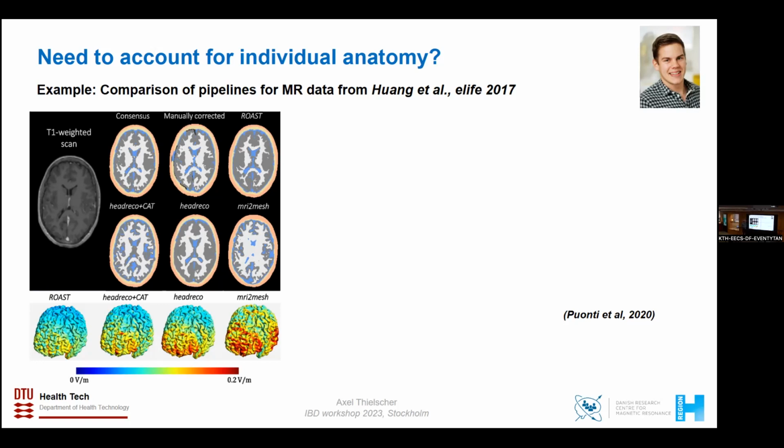And we just asked the question, now they're all the same, representing the same head geometry. How much does it matter? And just by visualization of the fields here, this would be for the same electric stimulation montage. So the electrodes are always at the same position and the same amount of current is fed inside.